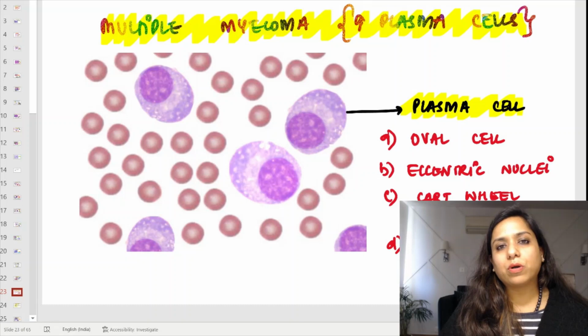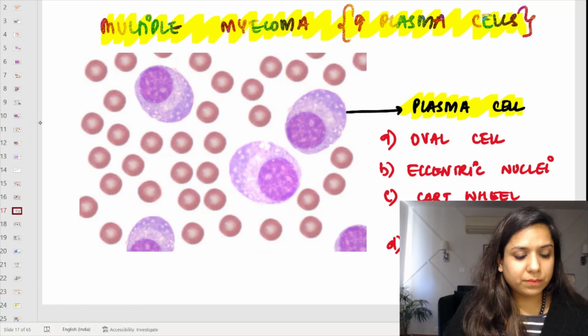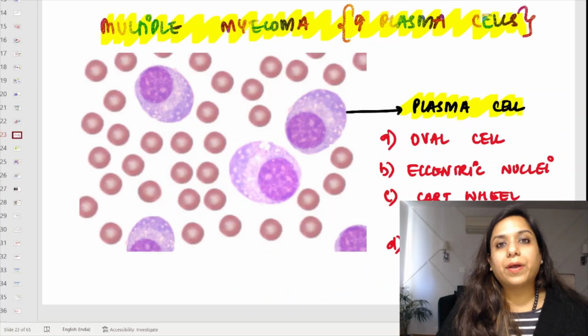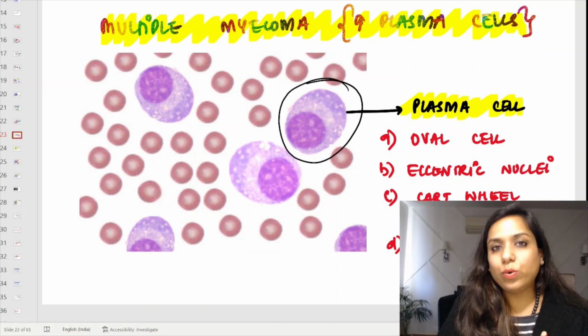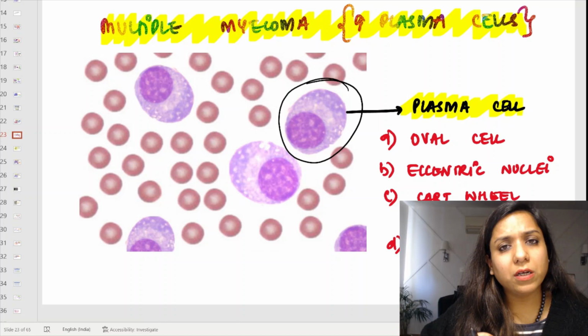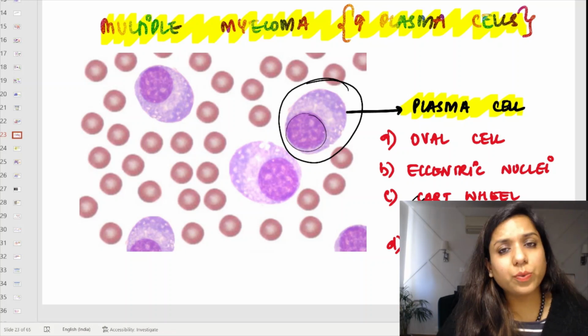Okay, very important topic, students, multiple myeloma. So you should know how to identify a plasma cell. In this image, students, can you appreciate these cells? It is an oval shaped cell. Everybody can see it has an eccentric nucleus. It looks as if the nucleus will move out of the cytoplasm, right? So eccentric nucleus, and it has a cartwheel or clock face chromatin. Can you see? This looks like a cartwheel or clock face.